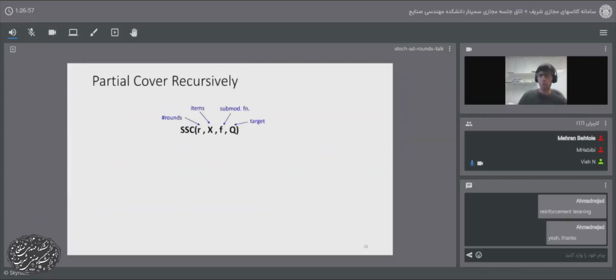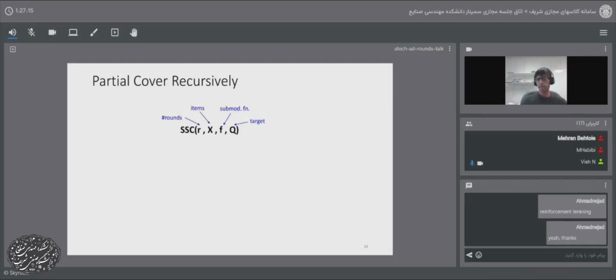So next, I want to outline how we can use this result to achieve the bounds for the R-round adaptivity gap. So this is a simple recursive idea, and I think I'll be able to explain it in this talk. So I'm going to give it a try at least.